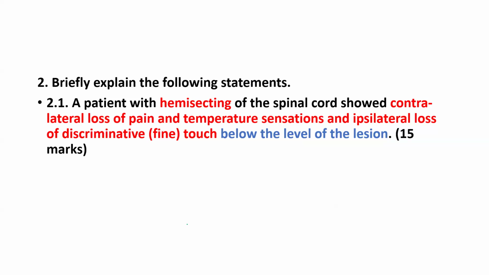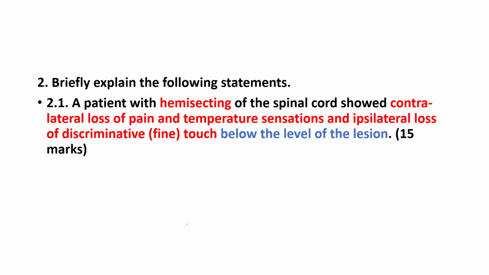Hemisection means we are cutting a part of some structure. Hemisection of the spinal cord means one half of the spinal cord is damaged. Contralateral means opposite side. Ipsilateral means same side. So these are the words they use for neurological SEQs. Pain and temperature are the sensations which are carried through the lateral and anterior spinothalamic pathways, and discriminative touch is carried by the dorsal column pathways. So these are some basic neurological questions. So we have to explain this one.